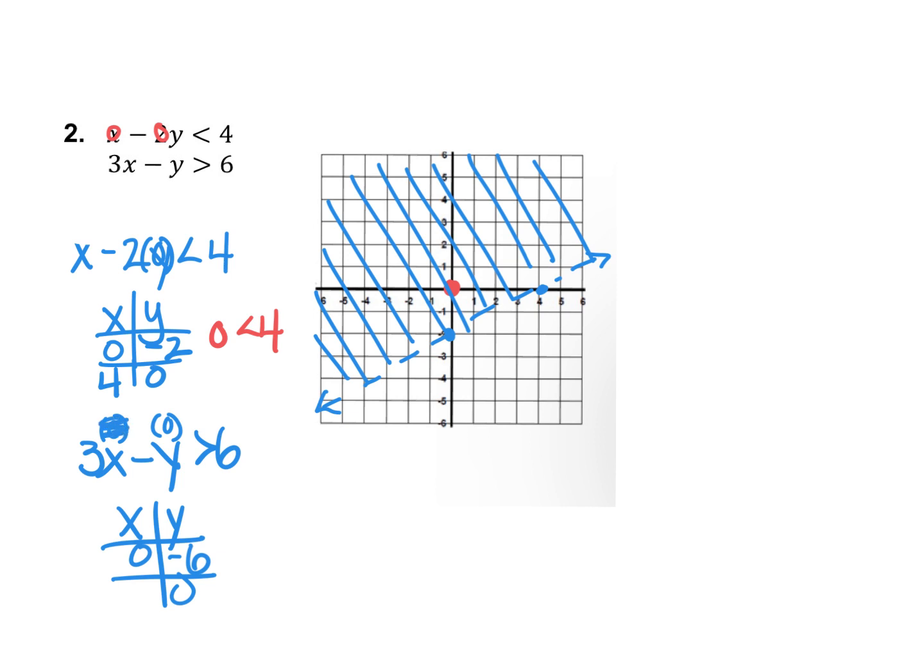and we'll have 3x is greater than 6, so we'll have 2. So let's go ahead and plot those 2 points. We have 0, negative 6, and then we have 2, 0. And then again, this is going to be a dashed line.